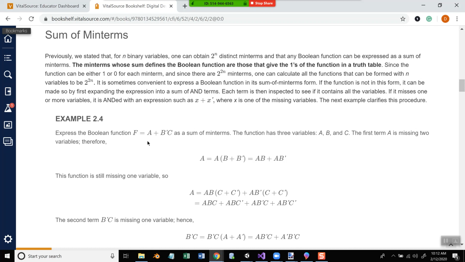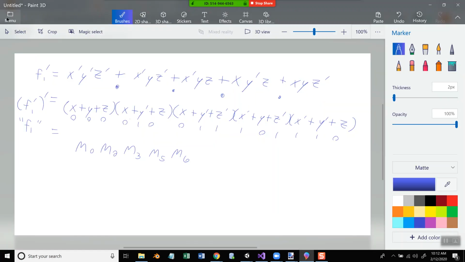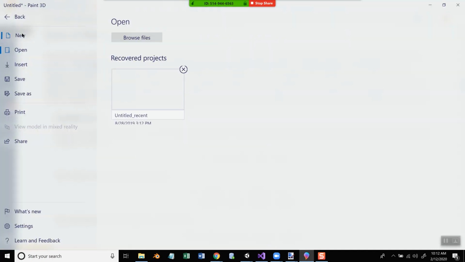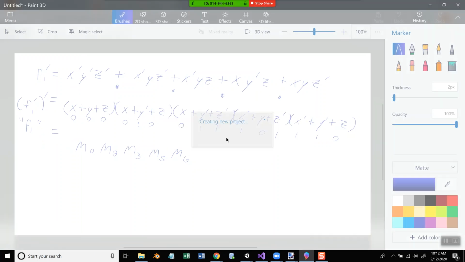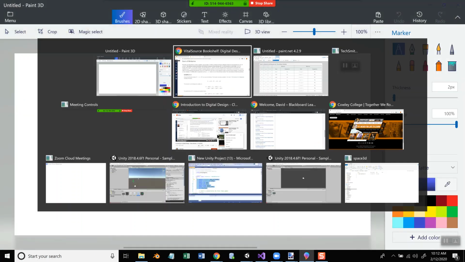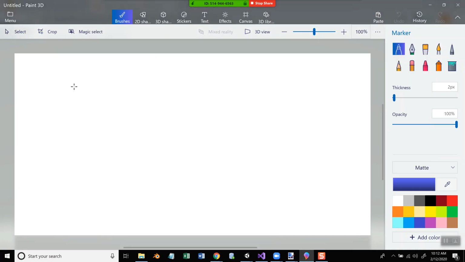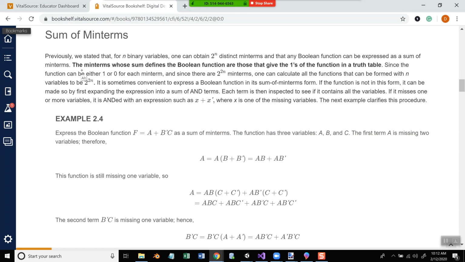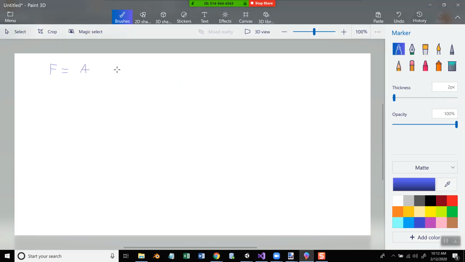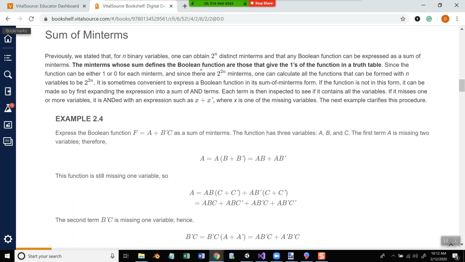Okay, so let's look at this right here. See what in the world that wording means. We got F is equal to A plus B prime C.